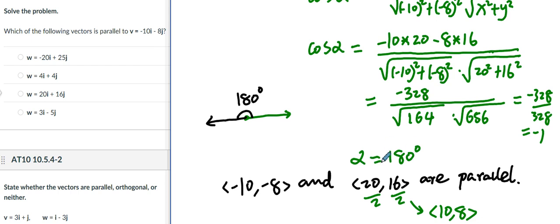Here you see it takes a lot of work, but if you look at 20 and 16, you divide by 2, what do you get? 20 divided by 2 is 10, 16 divided by 2 is 8. Negative 10, negative 8, positive 10, positive 8. They go in totally opposite directions, right? And this one's length is twice as much as that one. So it's easy to see that the vector w, 20i plus 16j, is parallel to the given one, negative 10i minus 8j.